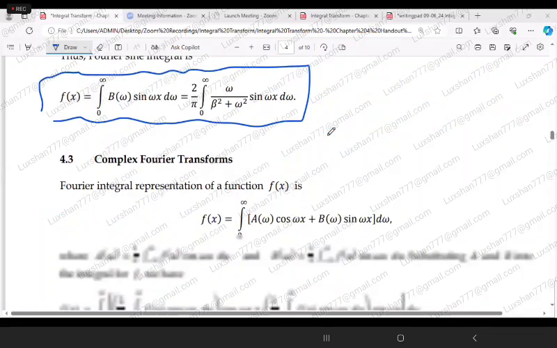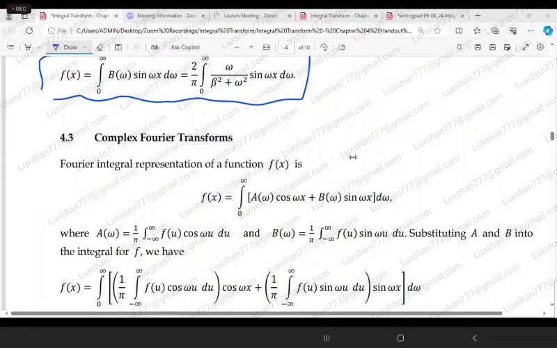Okay, fine. Now we are going to move to another thing called complex Fourier transform. Complex Fourier transform. Okay, now only we are going to start Fourier transform.